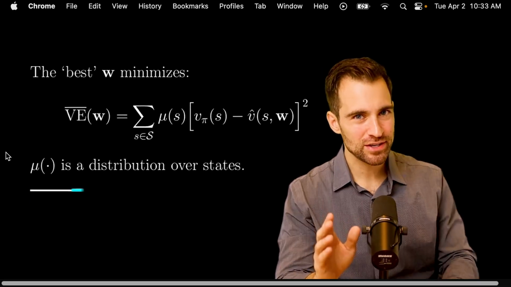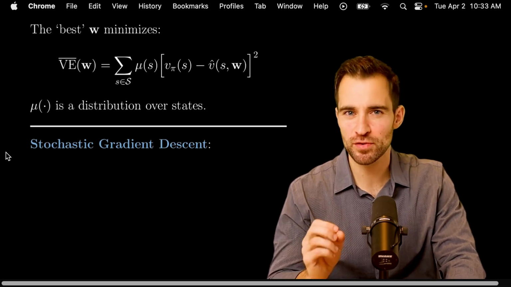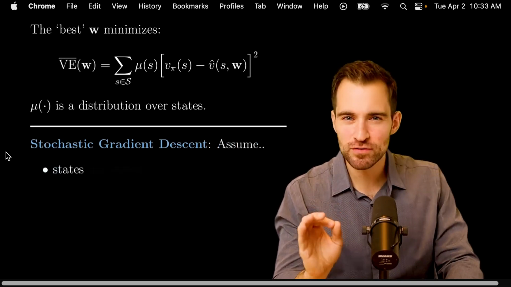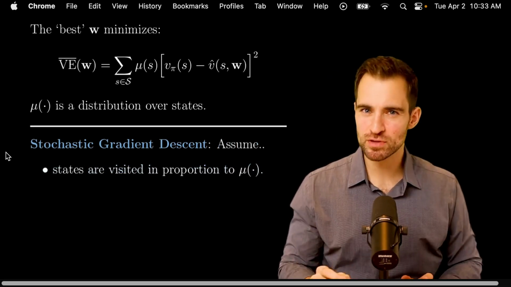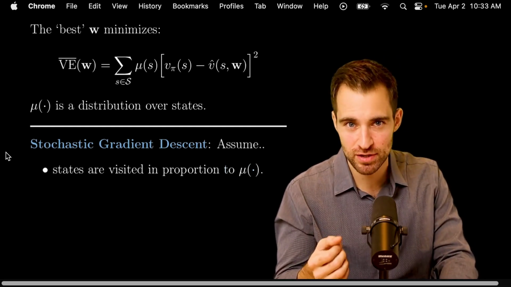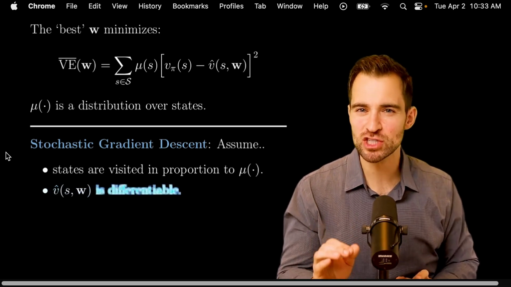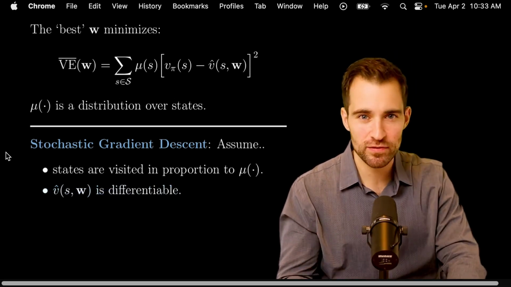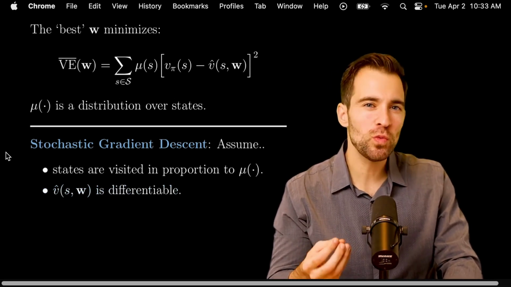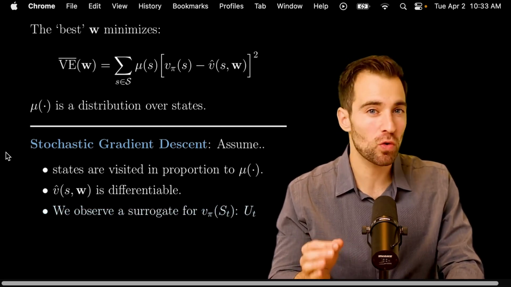And that's pretty good. And we can do that with stochastic gradient descent, which will look quite similar to the update rule we saw in earlier videos. But we'll have to assume a few more things. First, states are visited in proportion to mu. That's reasonable since we'll be updating W as we bounce around the state space according to the on-policy distribution, which is presumably what we've chosen for mu. Second, our value function is differentiable with respect to W, which is required for calculating a gradient. And third, since we don't have access to the true value, we assume we observe a suitable surrogate for it, which we'll call U_t, or the target.